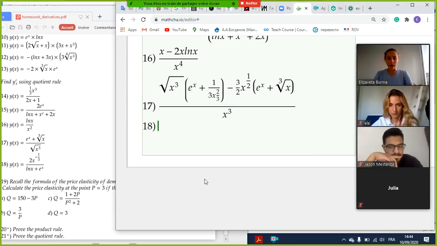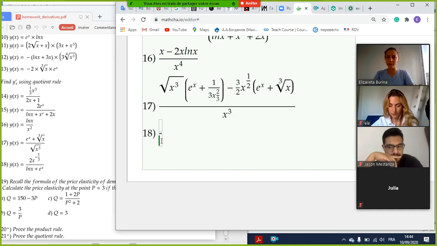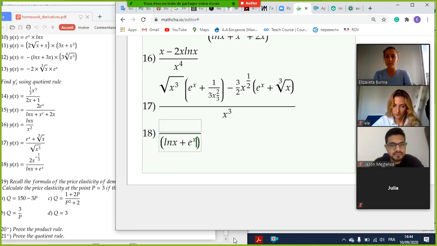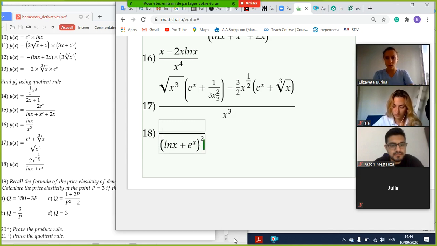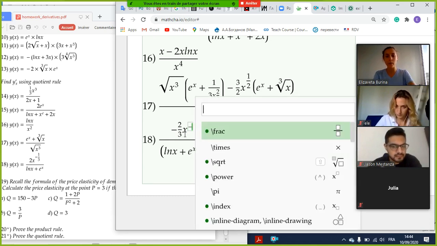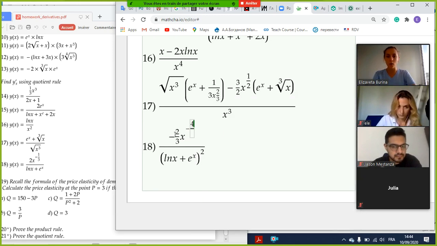Number 18. Okay, I'm going to get it right. Denominator squared: logarithm x plus e to the power of x, squared. Then the numerator. The derivative will be negative 2 over 3 x to the power of negative, because it is minus 1 over 3 minus 1, and we end up with a fraction, 4 over 3.